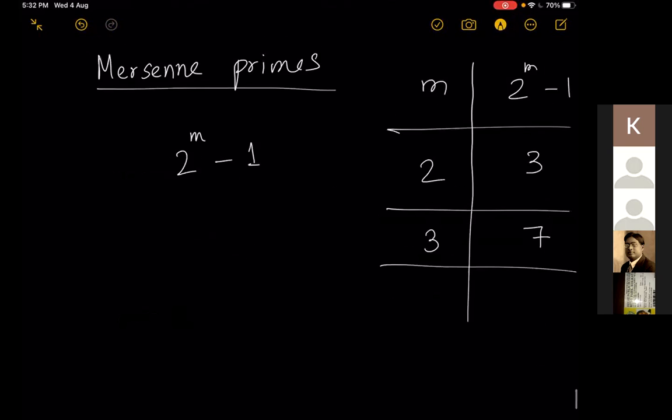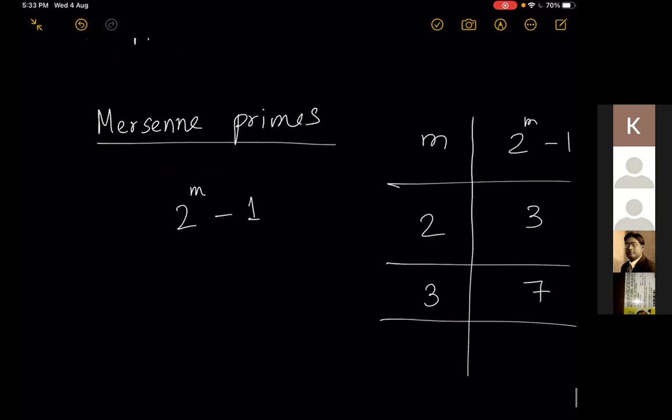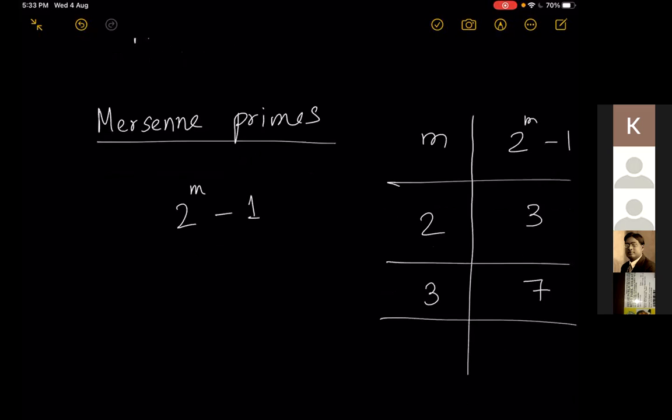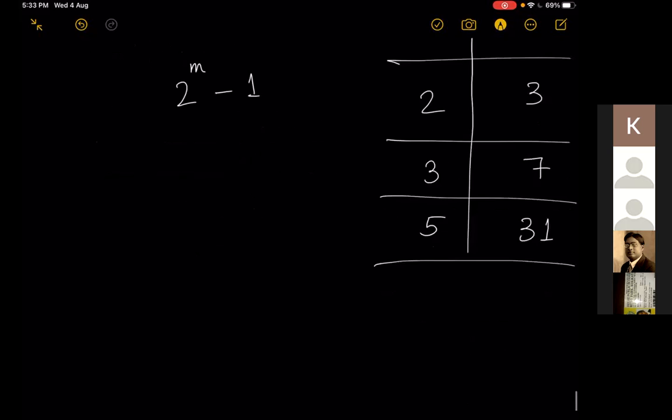Then m equal to 5, 31. 31 is a prime, na? Yes, sir. M equal to 5, 31. And so on. Like you will get many primes like this.